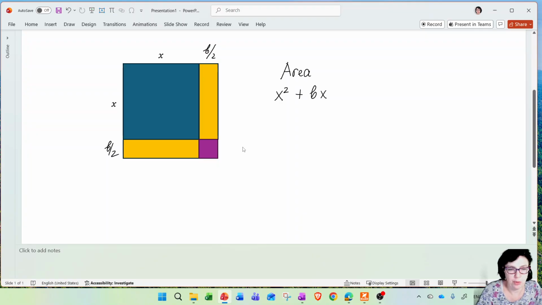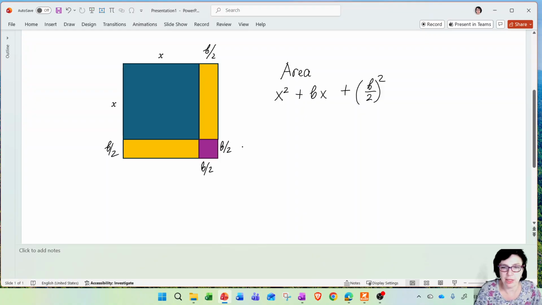Okay, this little magenta rectangle, what are the sides? Well, it's really a square. This side is b over 2, and this side is also b over 2. What is the total area of this piece that is missing so that when we add it, we're going to get a complete square? Well, it's going to be b over 2 multiplied by itself, which is the same as b over 2 squared. Okay? This is what we get.